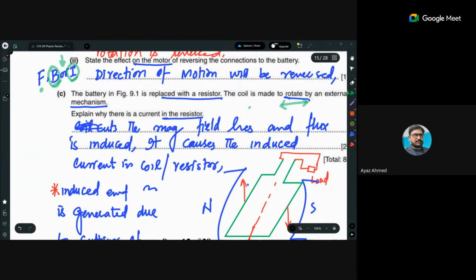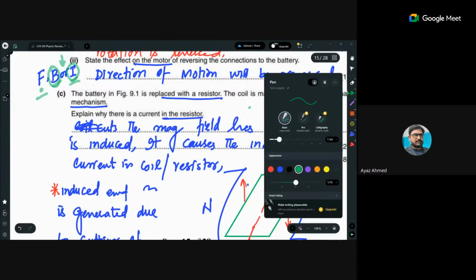Okay, so yes, I was saying that either reverse the direction of magnetic field or reverse the direction of current, then the direction of motion will be reversed. ठीक है. Rotation of the motor will be reversed. आपने ये याद रखना है.